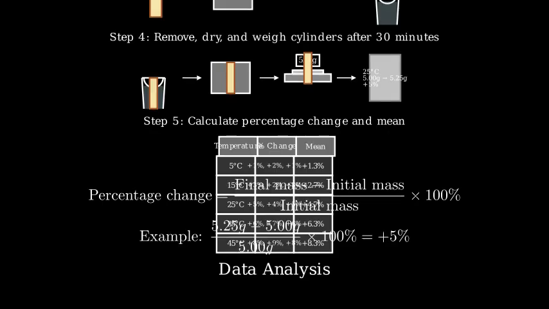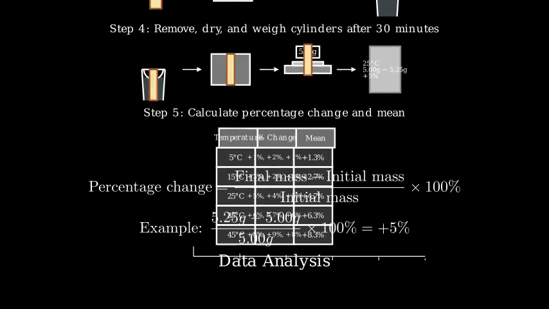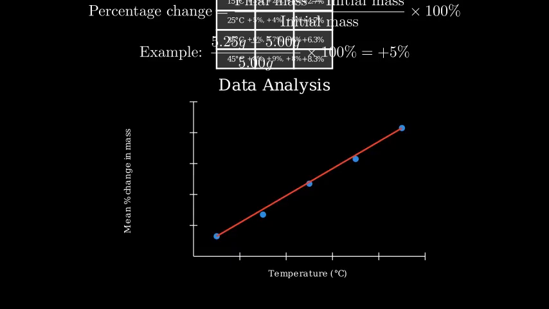After collecting our data, we'll need to analyze it. First, we'll plot a graph with temperature on the x-axis and mean percentage change in mass on the y-axis. We'll draw a line of best fit to show the trend.